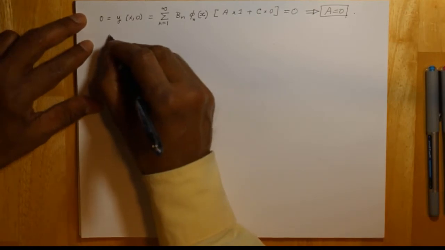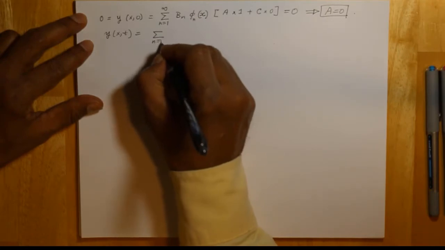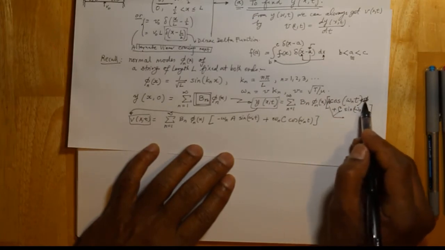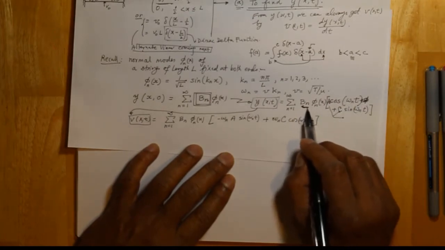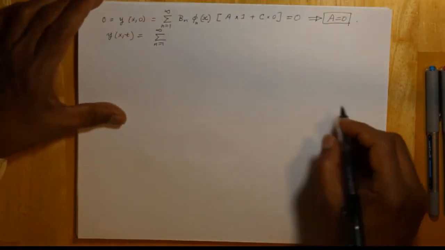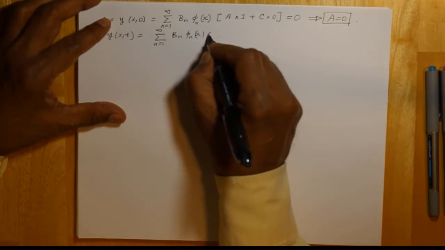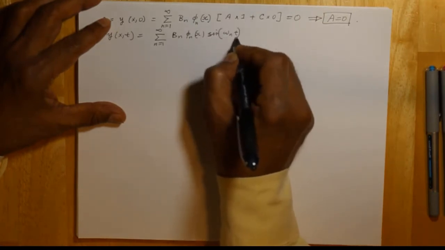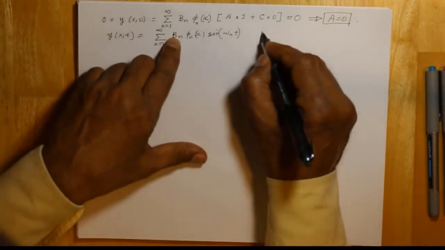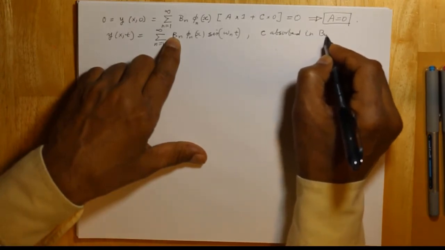So now y of x and t is the sum from n equals 1 to infinity, and I have a equal to 0, so this thing is not there, which means c times Bn, and Bn is not yet known, so I can absorb c into Bn. So we just write Bn phi n of x sine omega n t. Now we settle c equals 1, absorbed in Bn.